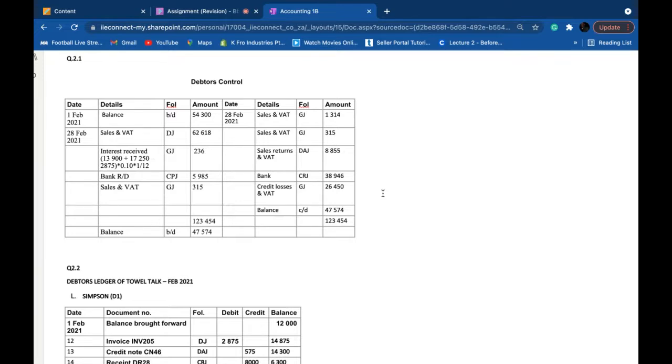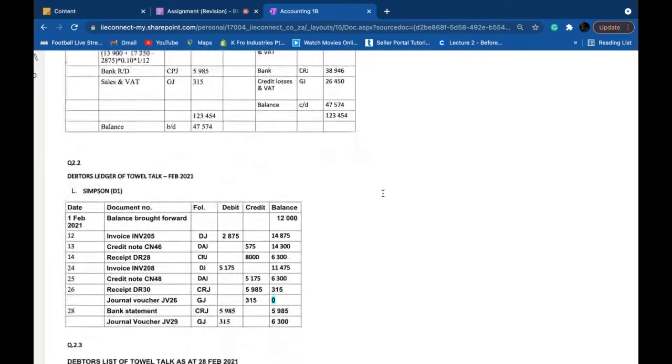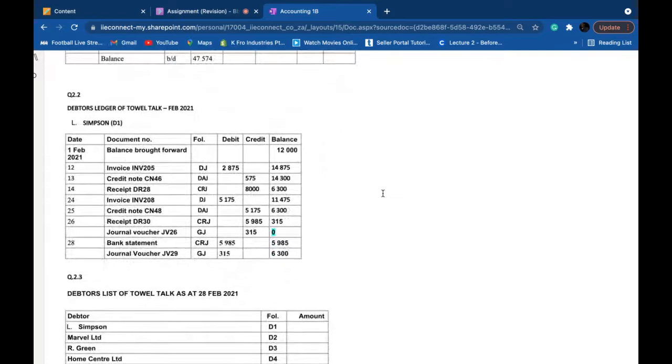Everybody happy? Okay. Then obviously, once you've entered in all your transactions, then you can balance your debtors control. And that I'm not even going to begin to discuss because I believe you guys are comfortable with that. Okay. So the second bit now, they wanted us to obviously do the individual debtors ledger for L.